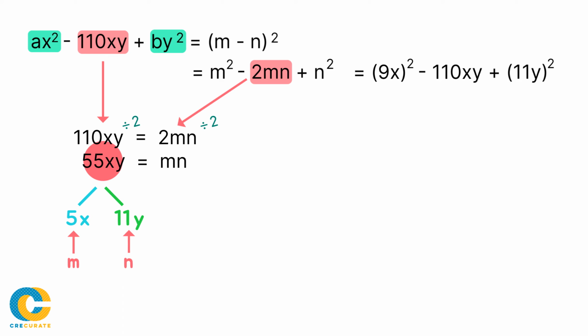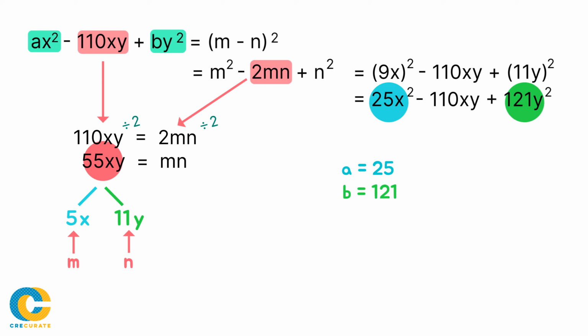Going back to our formula, we now see that ax squared is represented by m squared, so a is equal to 5 squared, which is 25. Similarly, b is equal to 11 squared, which is 121.